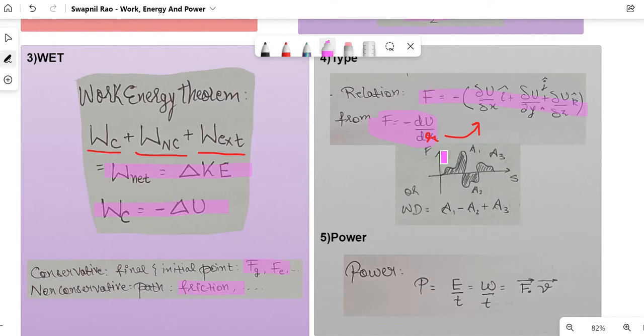The only reason I have done this is because you have to make sure that you include the sign in the graph, which means a1, and because a2 is below, it means minus a2, plus a3, which is above, again plus a3. So yeah, and next, the power definition everyone will be knowing.